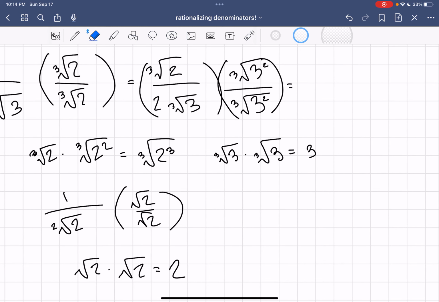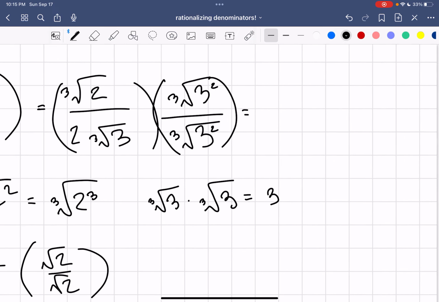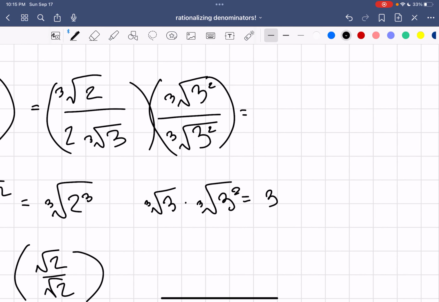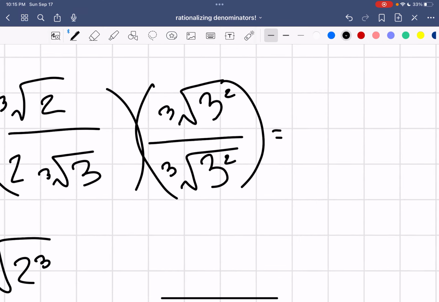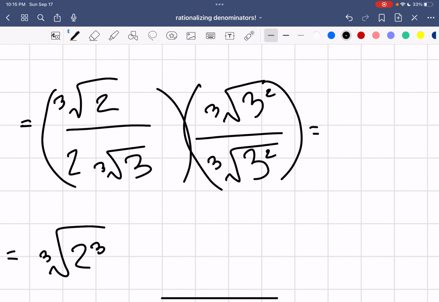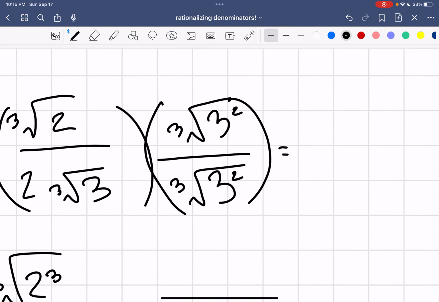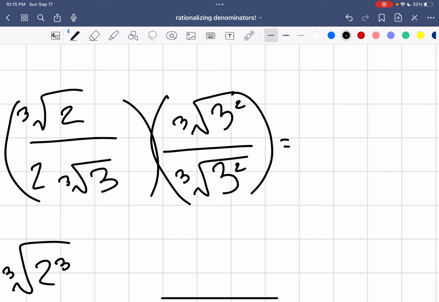Okay, so let's get back to the problem. Sorry for being so slow. But anyway, I don't know if that makes sense for you guys, but you can search it up. I don't know what you'd have to search up, but it makes sense to me.